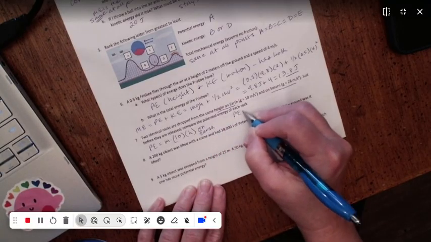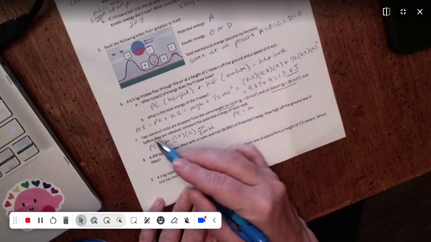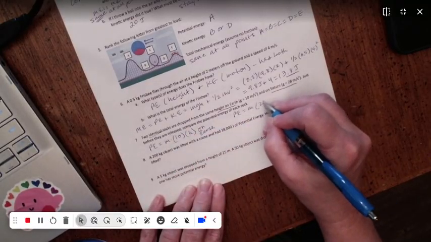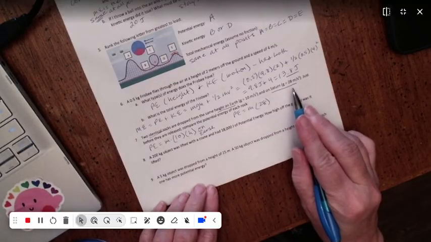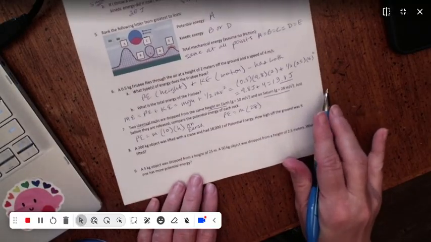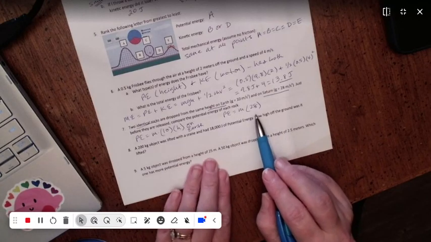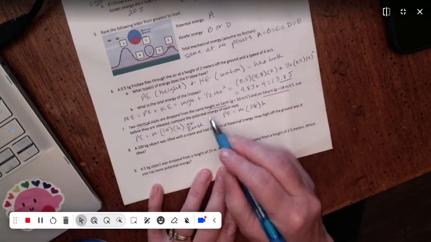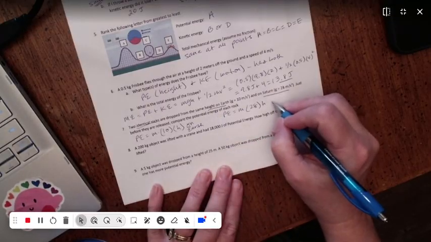And then on Saturn, I'm going to have same mass because they're identical rocks, times 28. That's the acceleration due to gravity on Saturn, because Saturn's much larger than the Earth, in case you didn't know that. It's a really big planet. It's the second biggest planet. And then H is the same. It says drop from the same height.